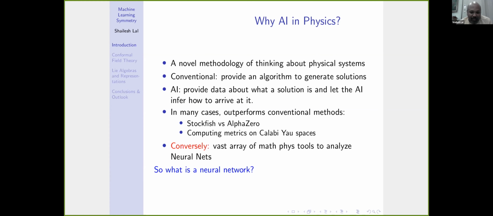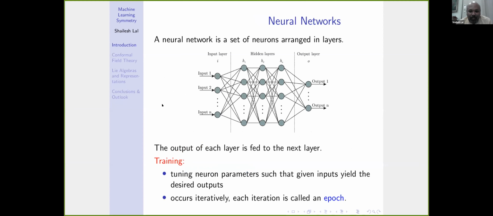And conversely, there is a vast array of mathematical physics tools to analyze neural nets, which I won't be talking about. But if you are, say, a differential geometer, or even if you work in statistics, there would be a lot of interesting problems to solve using neural nets. So, what is a neural network? This is somewhat a recursive definition, but a neural network is a network of neurons. Basically, you have an input layer, which is essentially the data that you feed into the neural network.